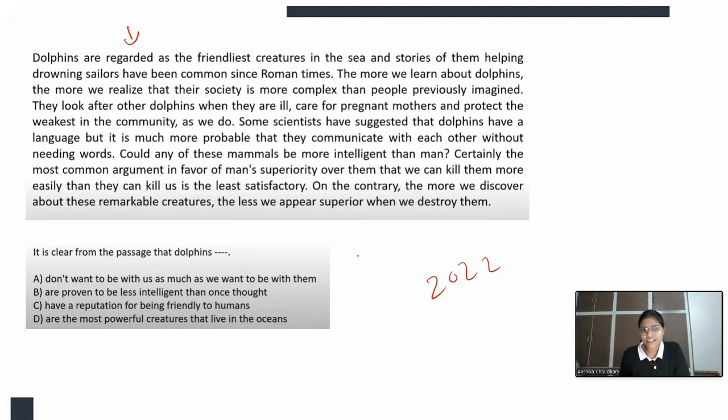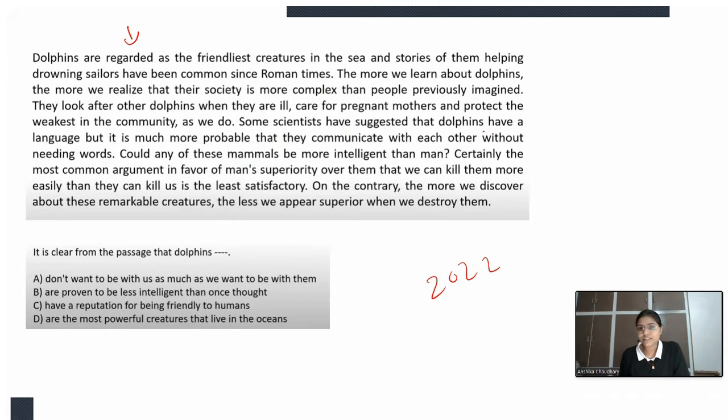So dolphins are regarded as the friendliest creatures in the sea, and stories of them helping drowning sailors have been common since Roman times. The more we learn about dolphins, the more we realize that their society is more complex than people previously imagined. They look after other dolphins when they are ill, care for pregnant mothers, and protect the weakest in the community as we do.